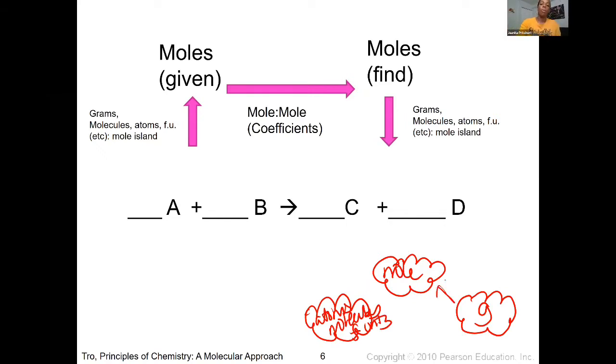We know to go from grams to moles, I'm going to use the molar mass set to 1 mole. And we get that information from adding up the amounts from the periodic table. And we can go from atoms to moles using Avogadro's number, set to 1 mole.